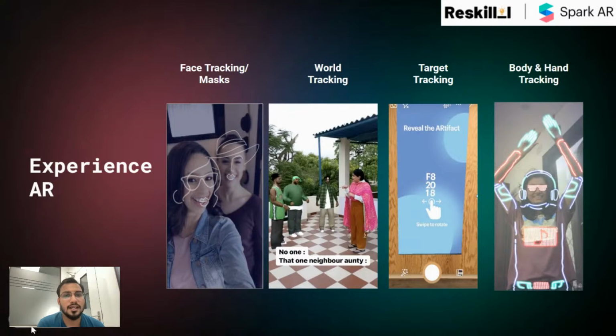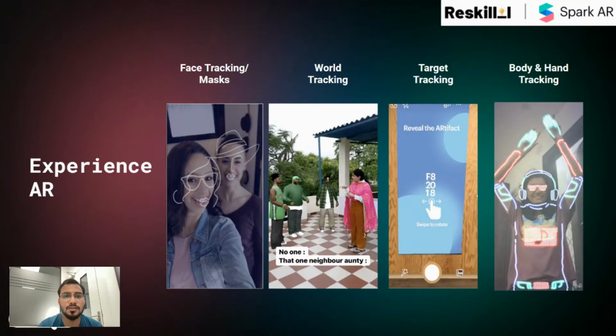There are four key capabilities where AR is being used. To give you a brief insight on how AR is being used worldwide, we have all come across these face filters on Instagram, where we can add a mask on our face. This is done using the face tracking capability. IKEA, the popular Swedish chain of home furnishing stores, uses AR to help their customers choose the right furniture for their home through the world tracking capability.